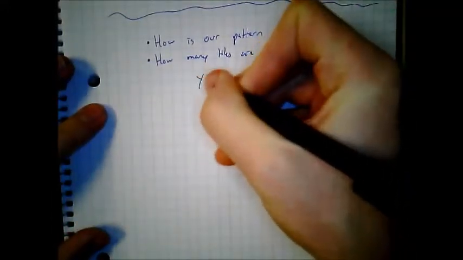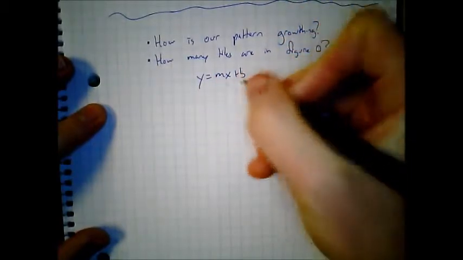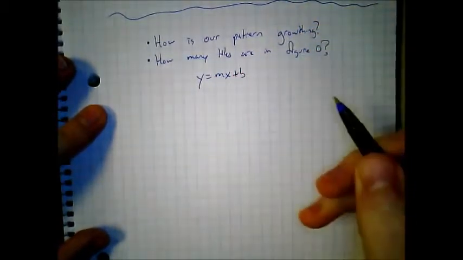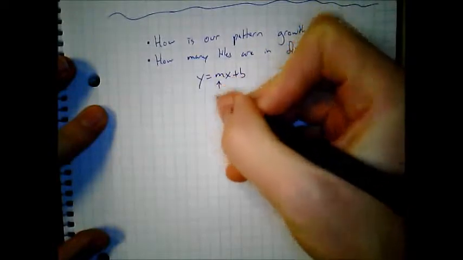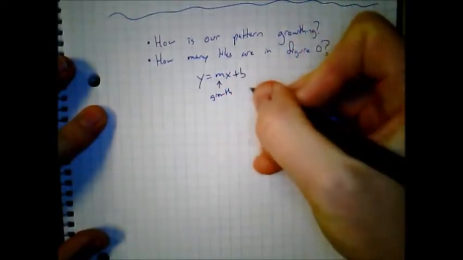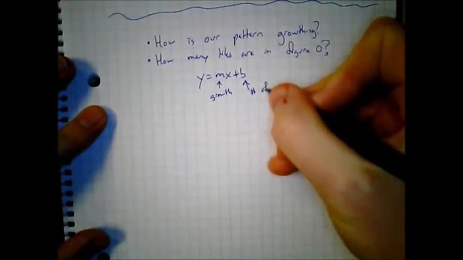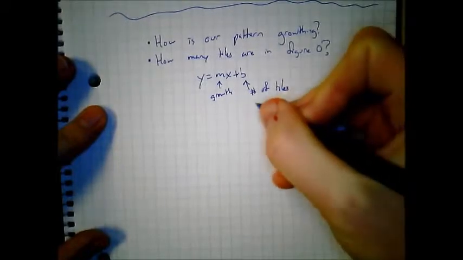So our equation is still y equals mx plus b. For all lines, this is our equation. And m is our growth, and b is our number of tiles in figure 0.